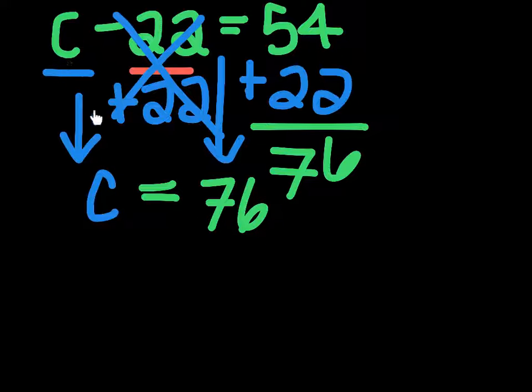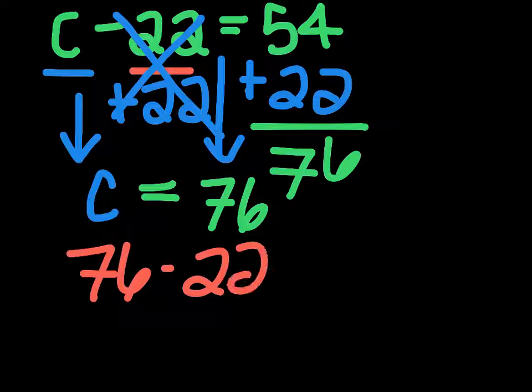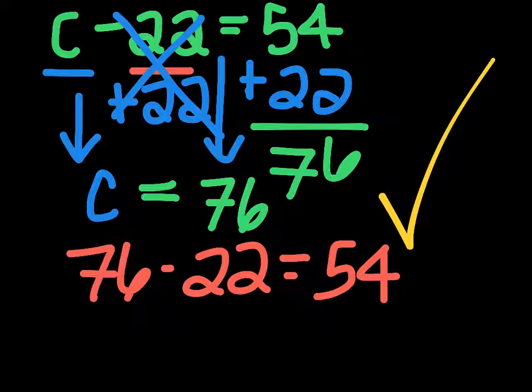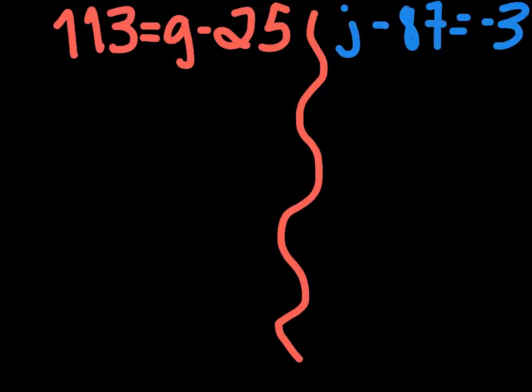A really good way to make sure that you're right is to plug your answer right back into your equation. So if you rewrite it, you have 76 minus 22 equals 54. So you go ahead and see: 6 minus 2 is 4, 7 minus 2 is 5. So we know that this answer is correct. We already checked it, so we know it's correct.